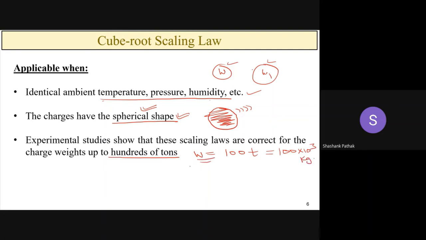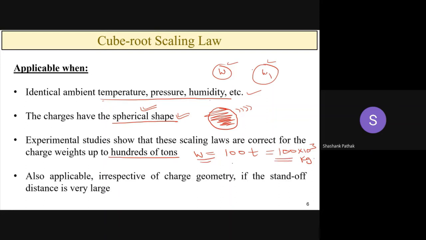So these laws are valid, which is quite sufficient and useful for our civil engineering practices. Also, these laws are applicable irrespective of charge geometry if the standoff distance is very large.